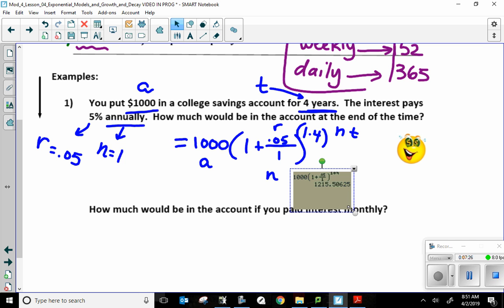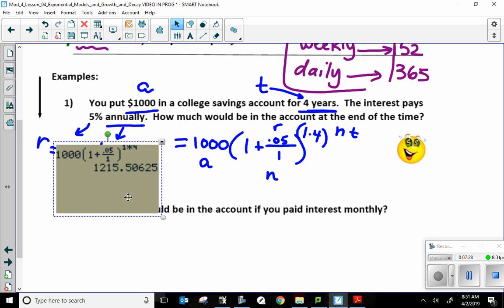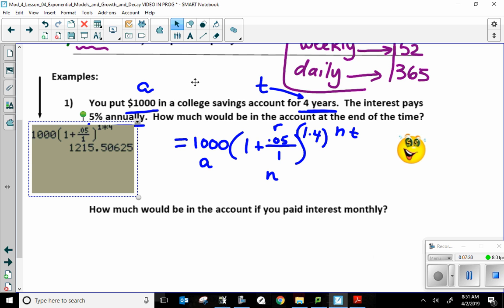Now, this is money, okay? Money doesn't go any further than the hundredths place because that's the smallest denomination of money, a penny. So this 0 would round up to a 1 because the number after it is 5 or bigger. So it'll be 1,200. That would be 12,000. I would love to have 12,000.